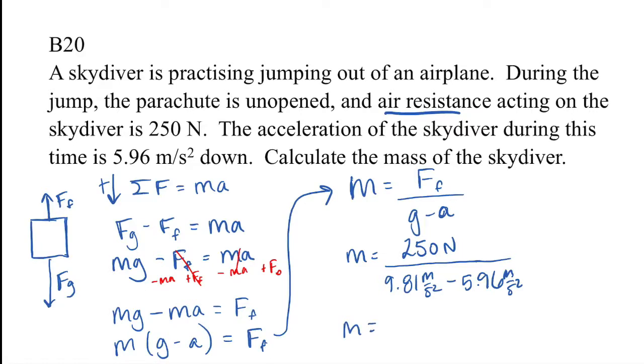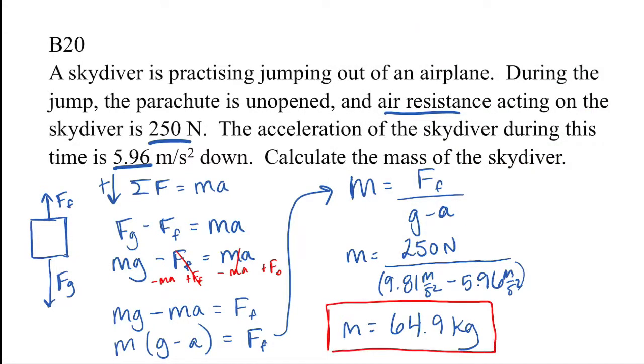Yay, we got it. Well, we don't quite have it, but we basically do. Make sure you put your denominator in brackets when you plug that into your calculator. So it should be 250 divided by bracket 9.81 minus 5.96, close the bracket, and you should get 64.9 kilograms. I was given 3 significant digits in the question, so my answer should be 3 significant digits. And there we go.